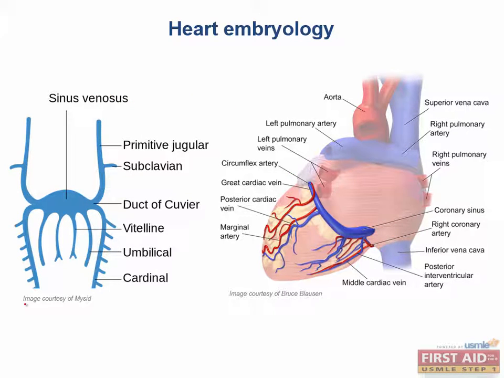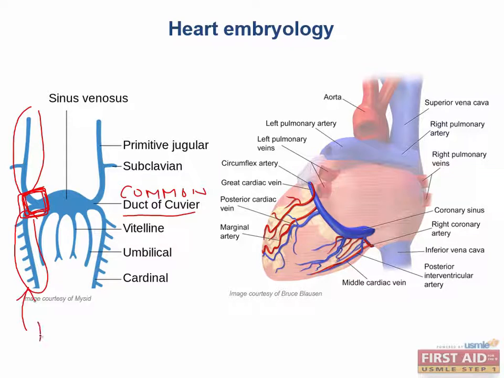Now what about the left horn? The left horn of the sinus venosus becomes the coronary sinus. This long structure here is the right anterior cardinal vein. It joins this other cardinal vein coming from above. When two cardinal veins come together, you form this here. This is a common cardinal vein, also called the duct of Cuvier because he was the first dude to discover common cardinal veins.